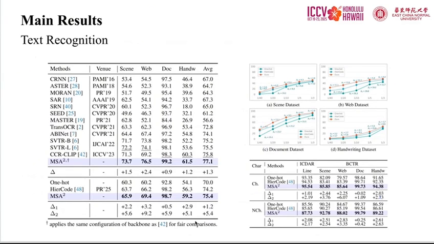Now, how does this two-view design perform at the sentence level? On comprehensive benchmarks that include scene, web, document, and handwriting text, MSA² achieves state-of-the-art closed-set results and notable gains in open-set protocols where many test characters are unseen during training. The consistent advantage over strong linguistic baselines and glyph-based methods highlights the core message. Fusing structure and appearance, while respecting their different roles, is essential for generalization.